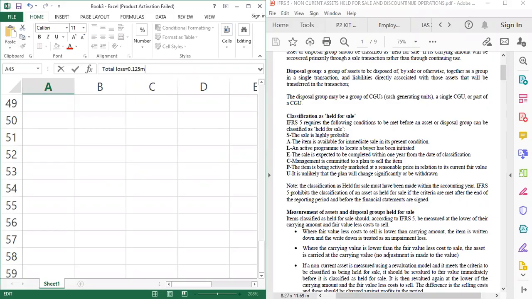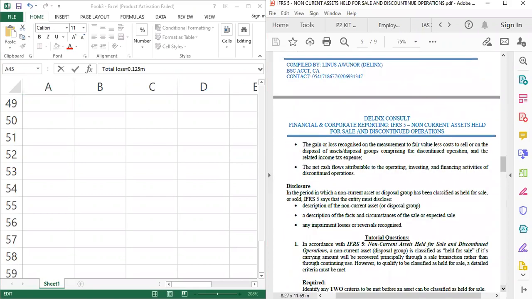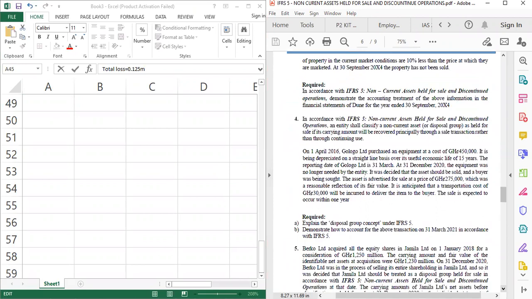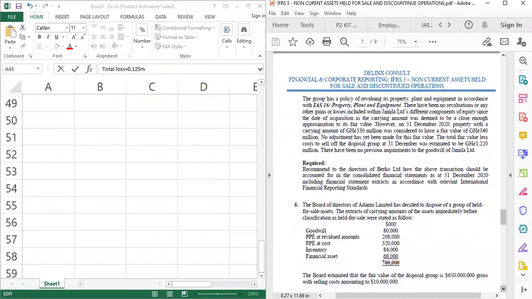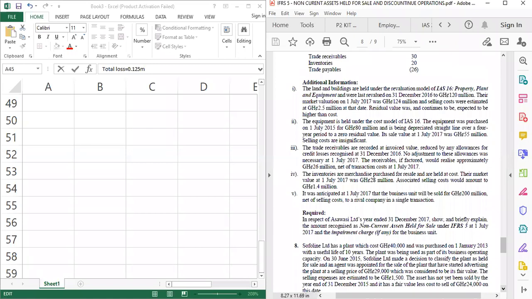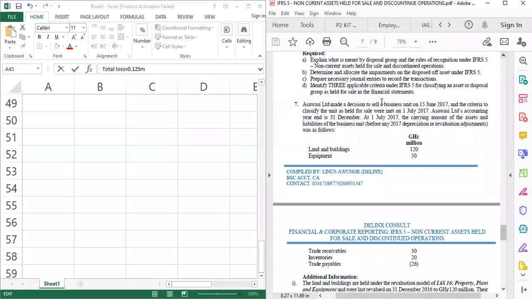Let's pick a question on disposable group. Okay, let's look at the question. Question 7. Who is reading for us?